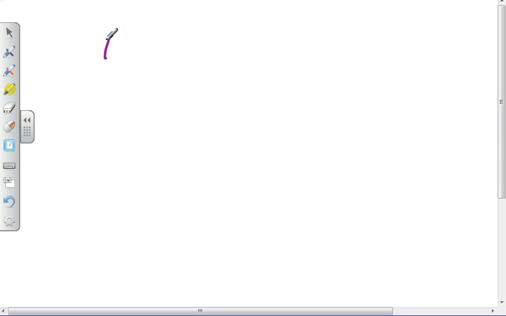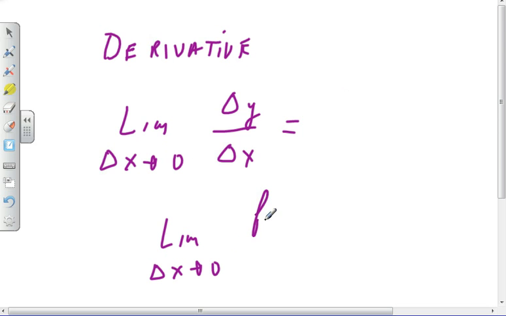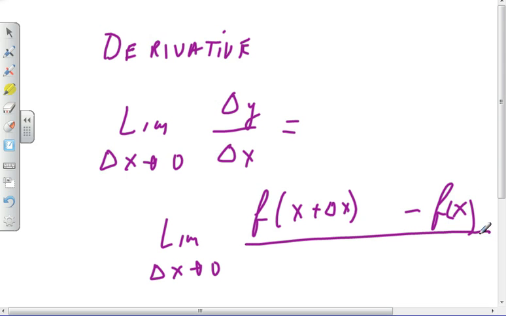So the derivative has a definition which says the limit as delta x goes to 0 of the change in y over the change in x is going to equal the limit as delta x goes to 0 of f of x plus delta x minus f of x over delta x. And that's going to be our definition of the derivative of a function. The derivative of the function is the slope of the curve of that function at all the points of the function.